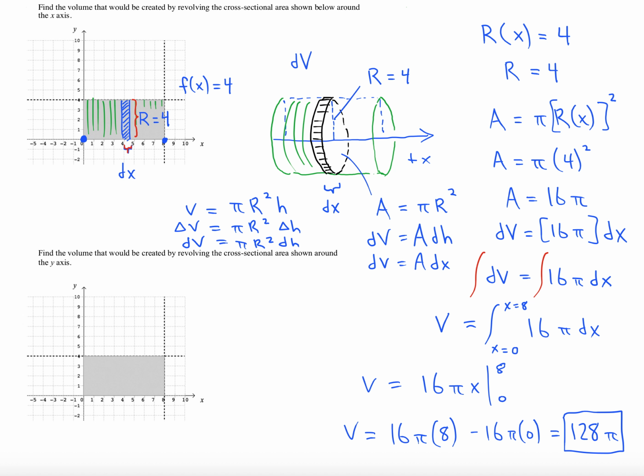Now let's just verify that that is valid by using the geometry formula for a cylinder that we know. We said before that the volume of a cylinder would be pi r squared h. So according to our picture here, the radius is 4. And the height of the whole cylinder would have been 8. The volume is 128 pi. So it looks like we did it correctly.